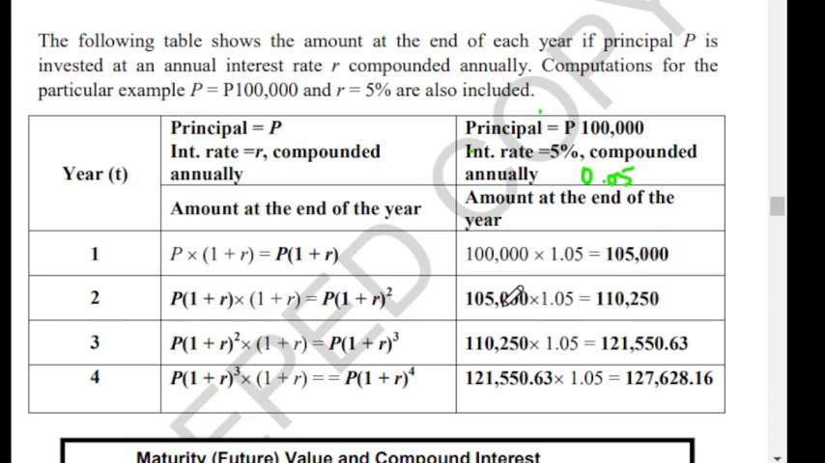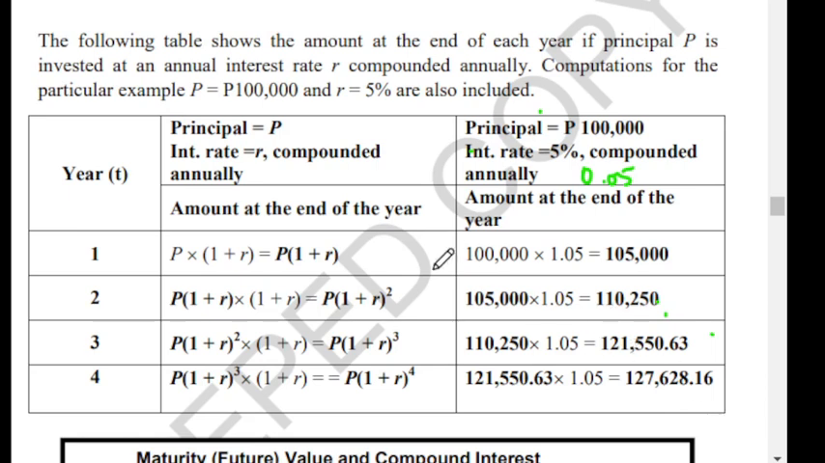So for the second year, we have 105,000 times 1.05 is equal to 110,250. And then 110,250 times 1.05, the compound, the future amount would be 121,550.63. Then for the new capital, times 1.05, so the answer would be 127,628.16.